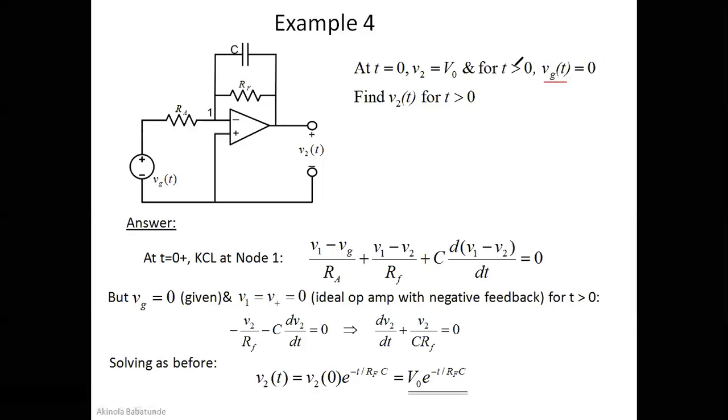When t is greater than 0, after the switch in the circuit has been turned, Vg of t equal to 0. So find V2 of t for t greater than 0. We are looking for this V2 of t for t greater than 0 after the switch in the circuit has been turned. And we have been given the initial conditions. At t equal to 0, V2 equal to V0.